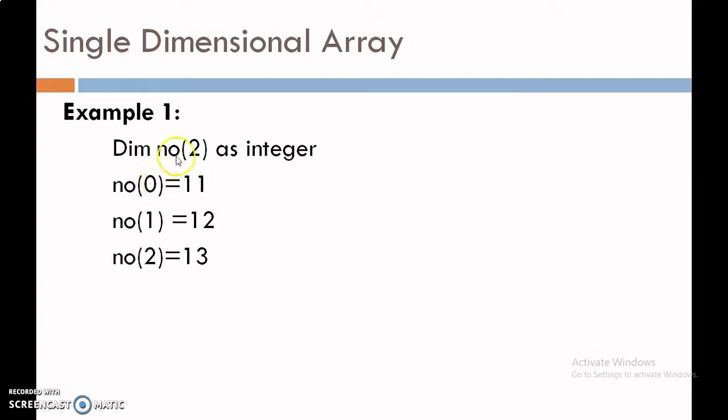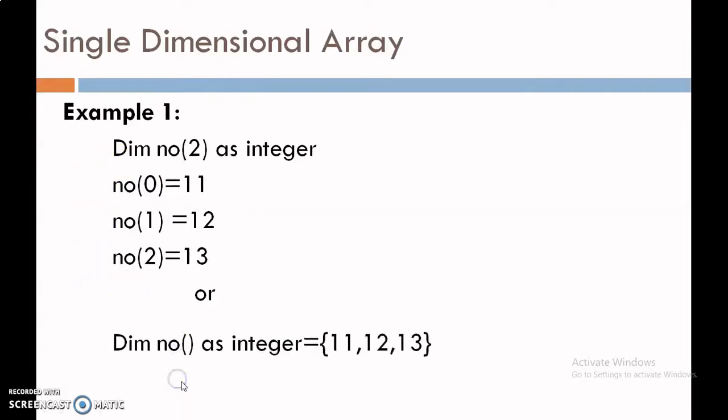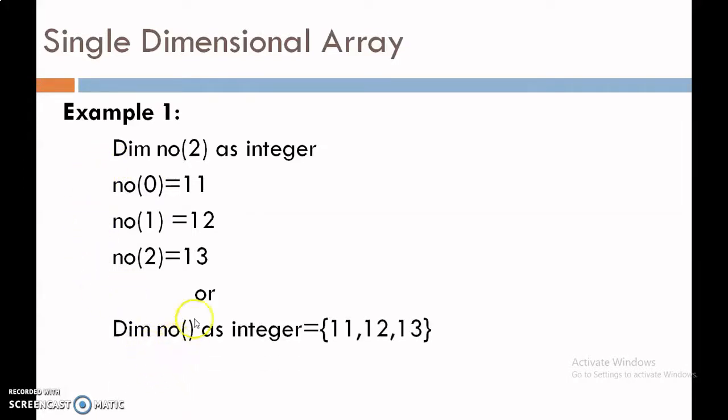So in this example the size is 2, so the user can store a total of 3 elements. The first element is stored at 0 index and the last element is stored at 2 index. Or this example can be written as Dim number() as Integer equal to, where all the values are assigned. All the values are written in curly brackets separated by commas.